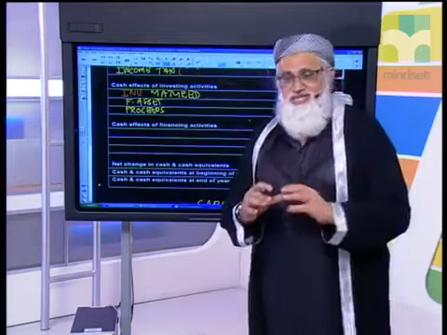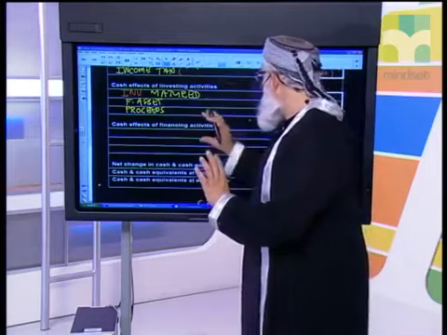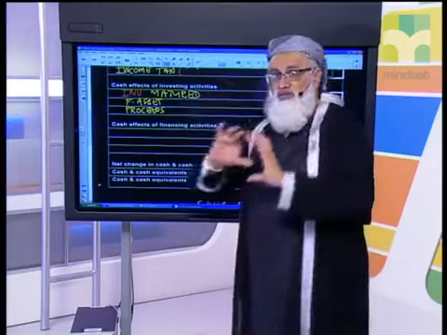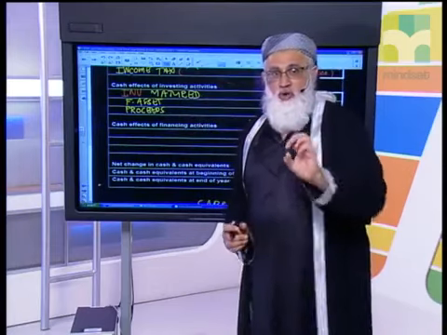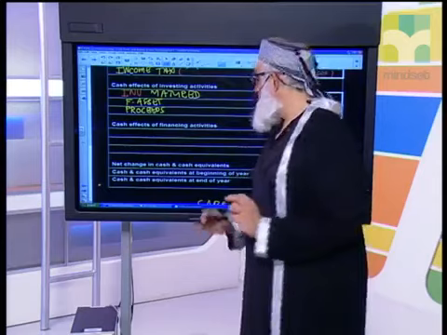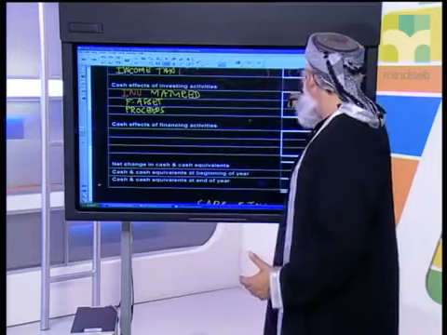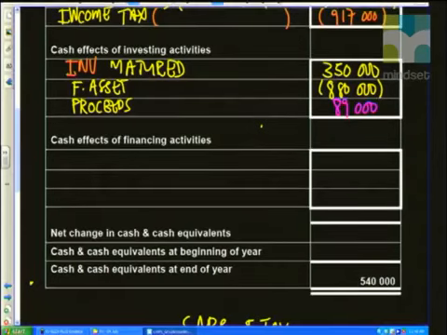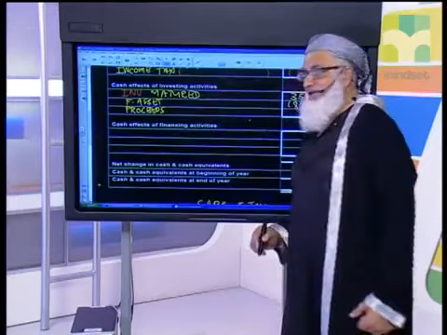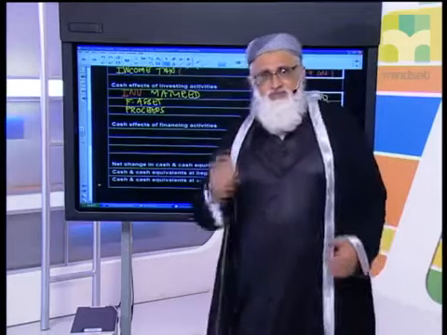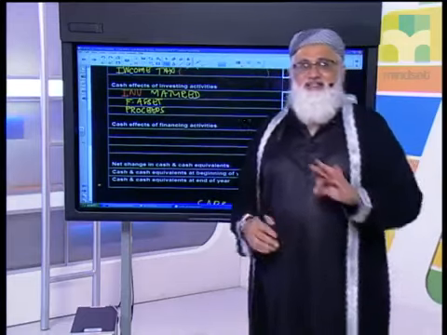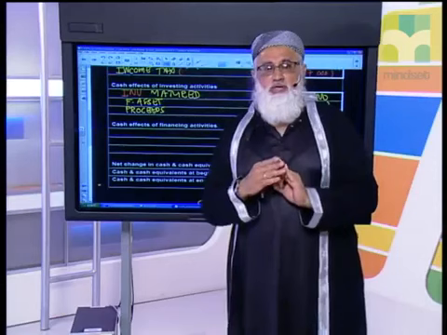Okay, so this is how you make sure that you have all the relevant information with you when you are calculating things that you require. We're done with our investing activities. All that you do is you add them up and you put the net amount as a total for cash effects of investing activities. Now we come to our financing activities. Under financing activities, there are 3 items that we're going to be looking at. What are those 3 items?